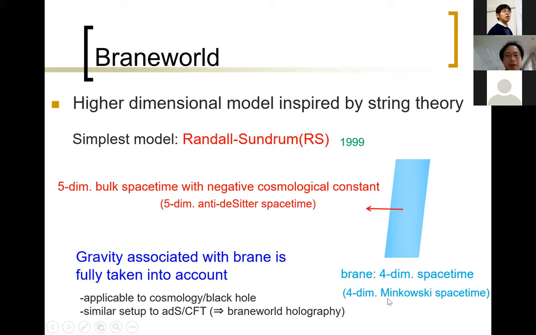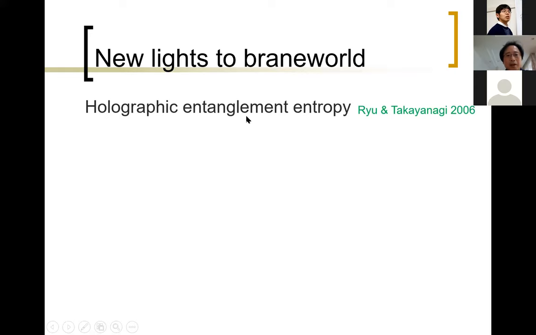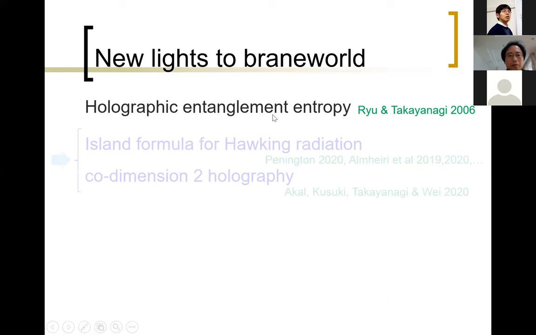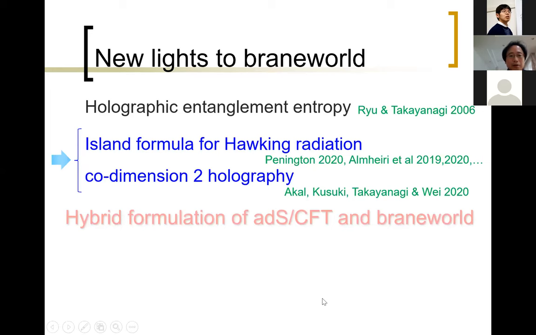About the braneworld, there is recent new light, starting from the holographic entanglement entropy proposed by Liu and Takayanagi. Typical ones are these two, and I will pick up these two topics: the island formula for Hawking radiation and codimension-two holography. It is a kind of hybrid formulation of AdS/CFT and the braneworld models.